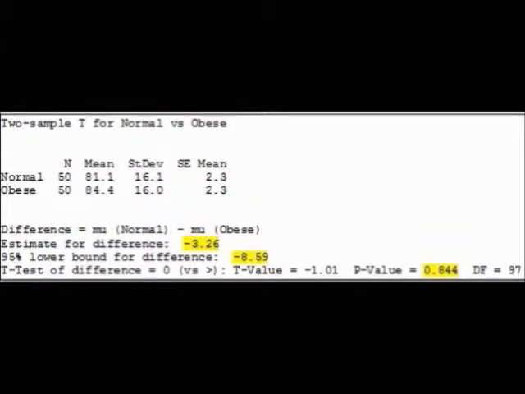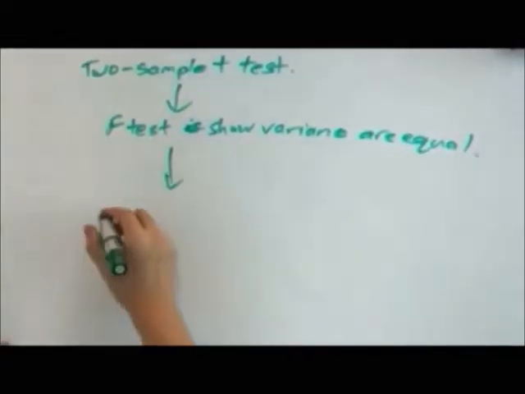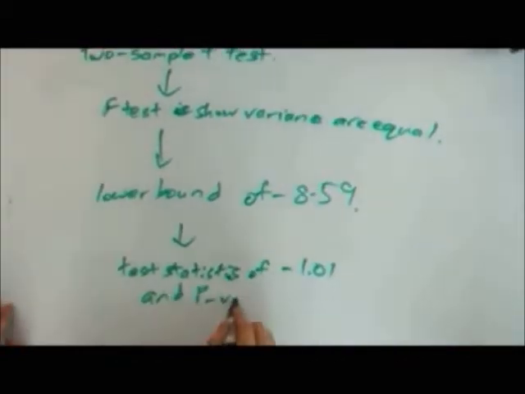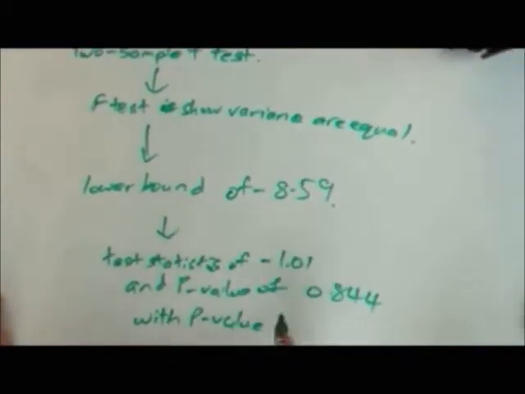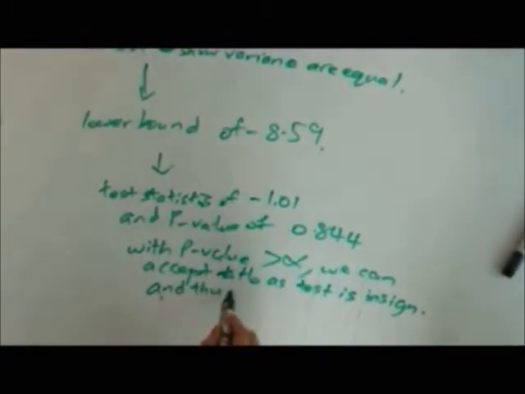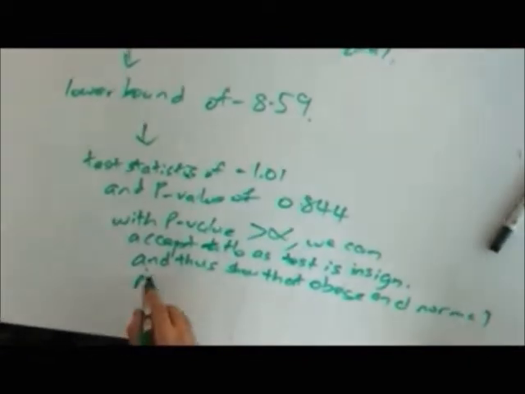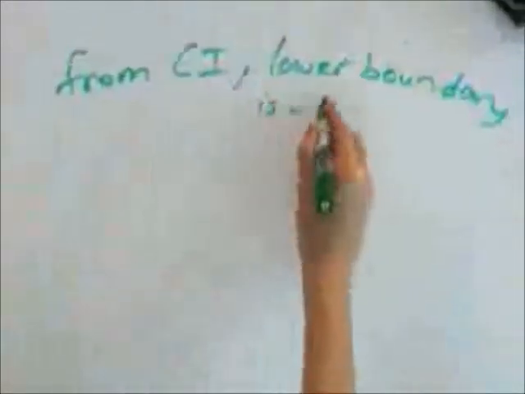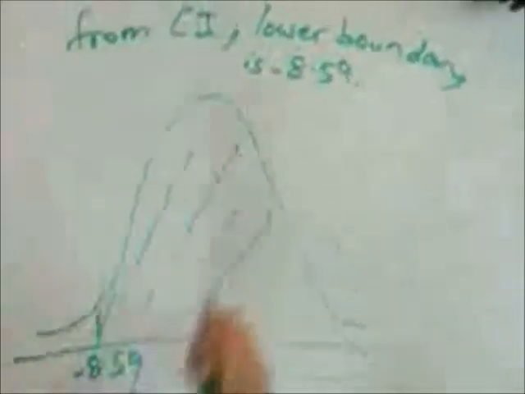Looking at these results, we have a difference of 3.26 with a lower boundary difference of 8.59, a test statistic value of minus 1.01, and a p-value of 0.844. Our p-value of 0.844 is greater than the alpha. Thus, we can accept the null hypothesis as the test is insignificant, hence concluding that the mean glucose level for obese people is actually the same as that of normal people. From our confidence interval, we have the lower boundary which is negative 8.59, which is also shown in this graph.